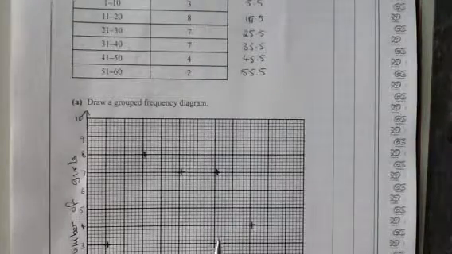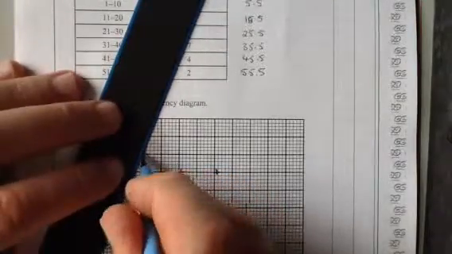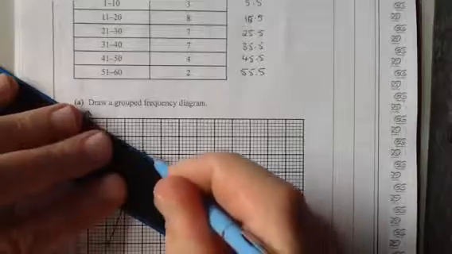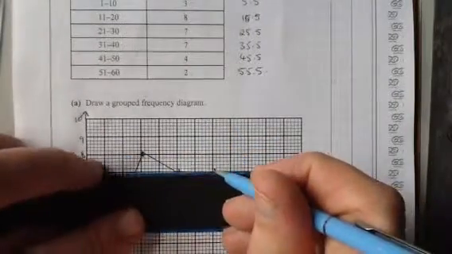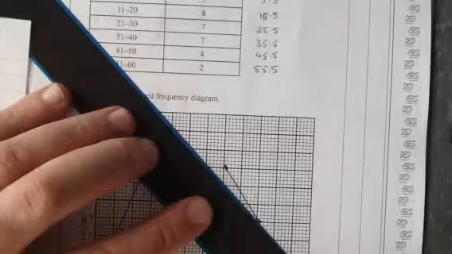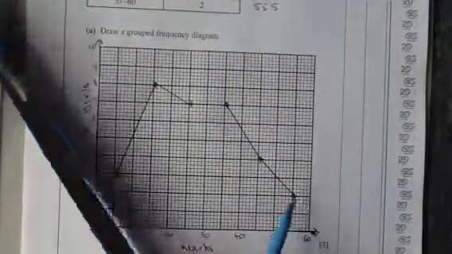Okay, so once you have those points plotted, then you join them up with straight lines. Now with the frequency polygon there's no need to continue them down to the axis. So that's my frequency polygon for the class marks.